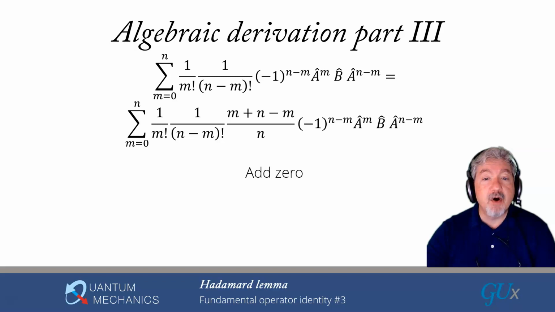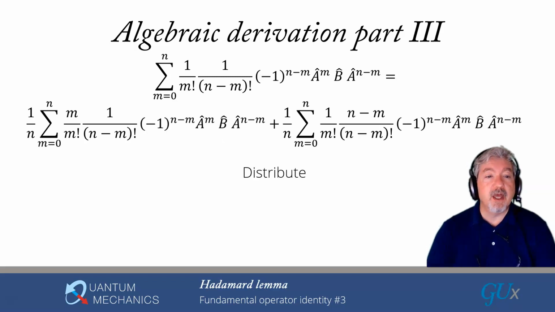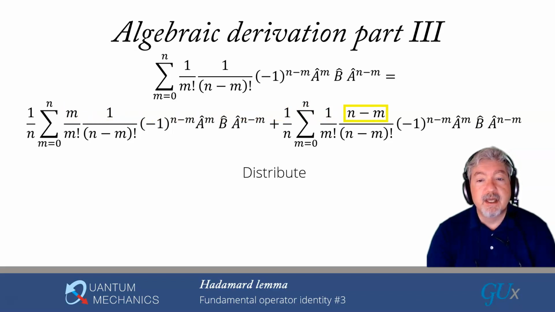I'm going to collect the m over n term in one sum and the n minus m term in the second sum. And so you see we now have these two sums, the sum m equals 0 to n with a m over m factorial, and the sum m equals 0 to n with a n minus m over n minus m factorial. They each have a 1 over n out in front because we had a 1 over n that we pulled out from our multiply by 0.